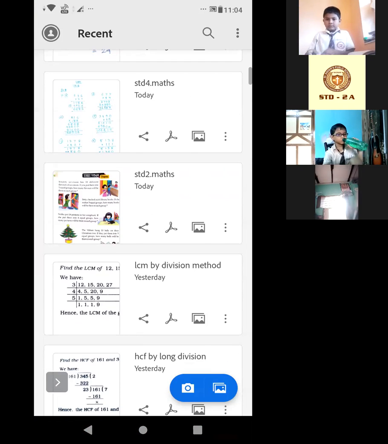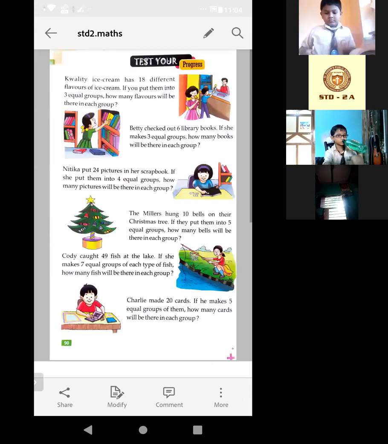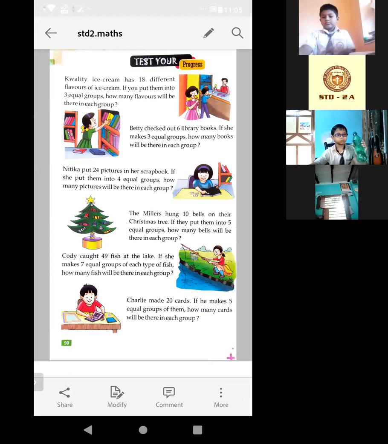This page, look at this. The questions are there. Basically, if we divide into some group, this concept is given over there. Before that, let me show you one more thing.